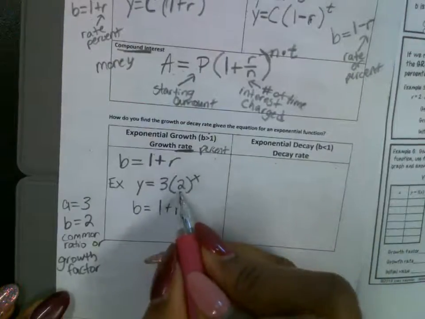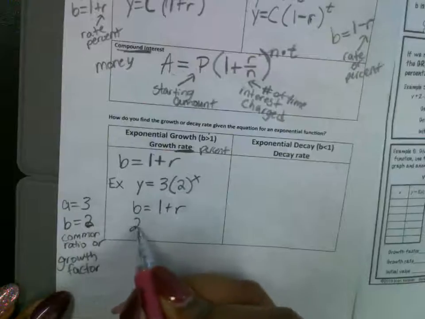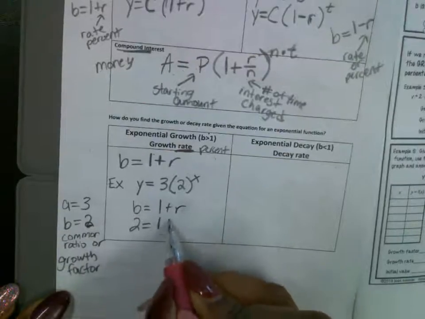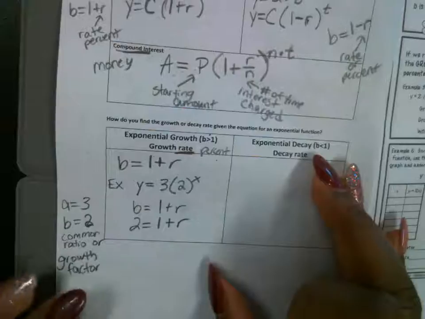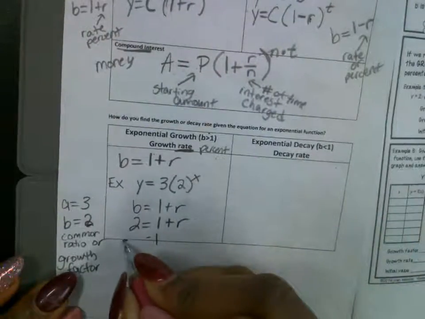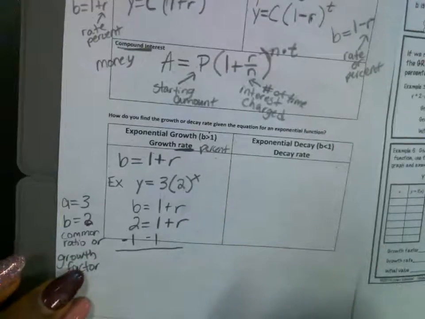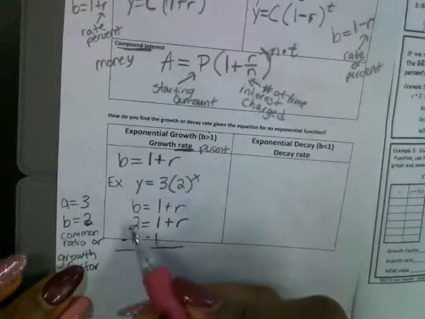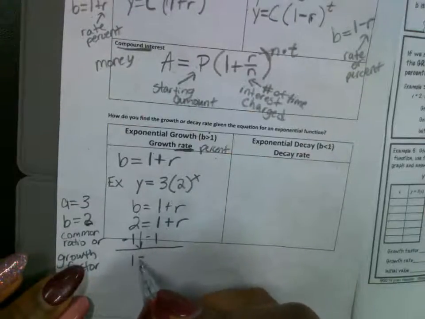We're going to plug in B into the equation. So our B here is 2. And we're going to solve for R. That means we have to get R by itself. So what do we do to get R by itself? Subtract 1. So when we subtract 1 from both sides, what does that give us on this side? That gives us 1. So R is equal to what?